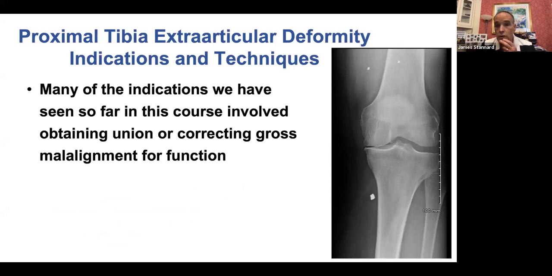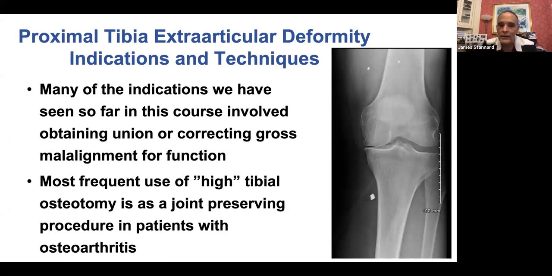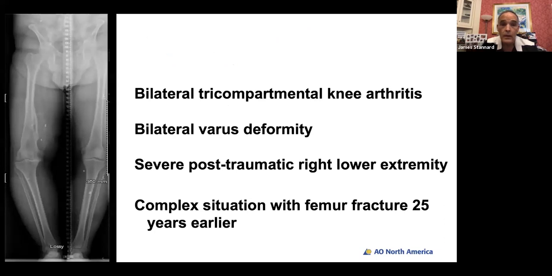So first, on the indications, many of the things in the course up to our session had to do with obtaining union or correcting bad rotational deformities. On the extra-articular deformities for the ones around the knee, it's often about trying to basically unload the joint and preserve the joint in patients with post-traumatic osteoarthritis to hopefully buy a significant amount of time prior to them needing a total joint, or hopefully maybe even putting off their needing a total joint. I then talked about that, again, you need to plan the cases very, very carefully.